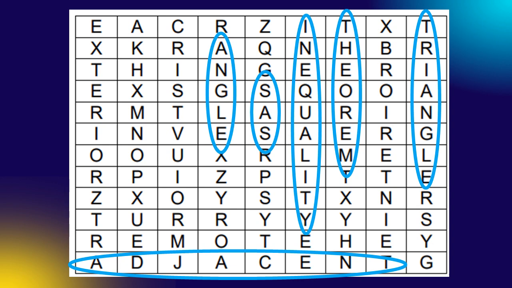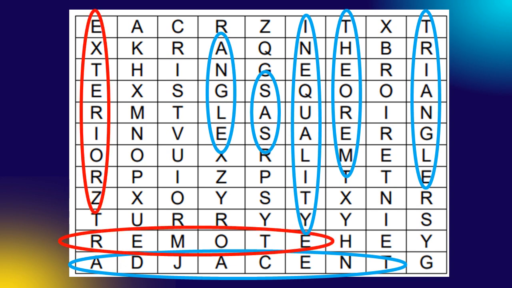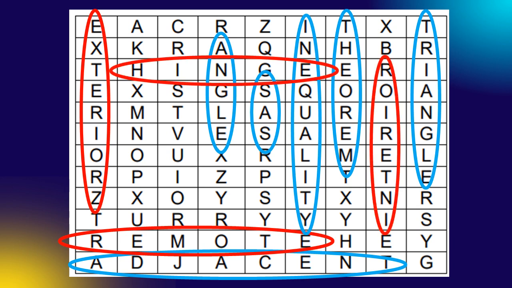Okay, very good. Bukod dito, meron pang ibang words na pwede nating makita dito sa puzzle na to, and those are the words that we are going to encounter this fourth quarter, such as remote, exterior, hinge, interior.